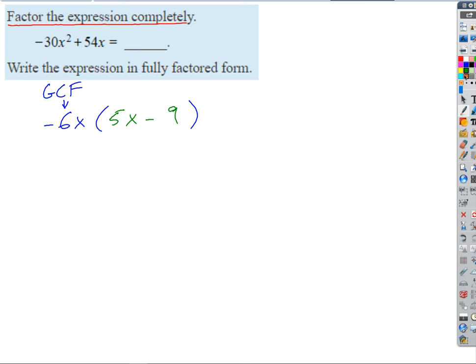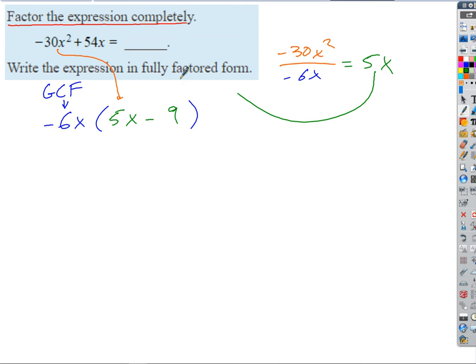And I know this seems like a pretty simple thing, but this idea comes up a lot in math. So how do I get from there to there? When I'm factoring out a greatest common factor, what am I really doing? Dividing. Right. Dividing by the greatest common factor, right? Everybody see that? So we could also say negative 30x squared divided by negative 6x equals what?